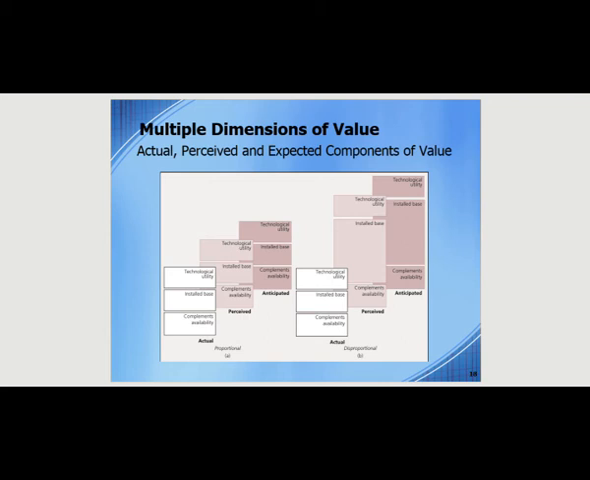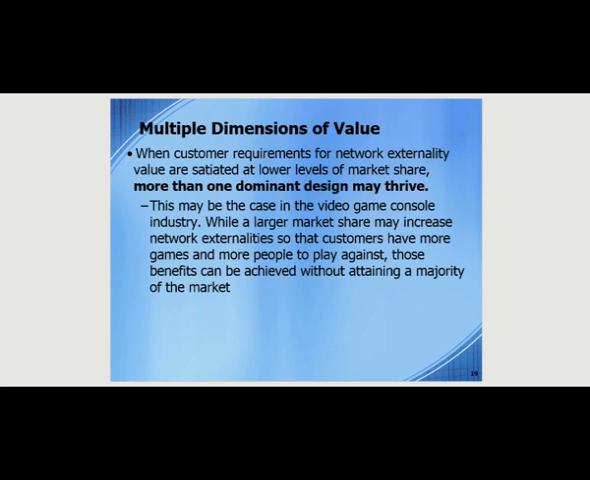When customer requirements for network externality values are satiated at lower levels of market share, more than one dominant design may thrive. This may be the case in the video game console industry, while a larger market share may increase network externalities so that customers have more games and more people to play against. Those benefits can be achieved without attaining a majority of the market. Sony has a majority share of the US video game market, and neither Nintendo's GameCube nor Microsoft's Xbox has greater than 20% of the market.